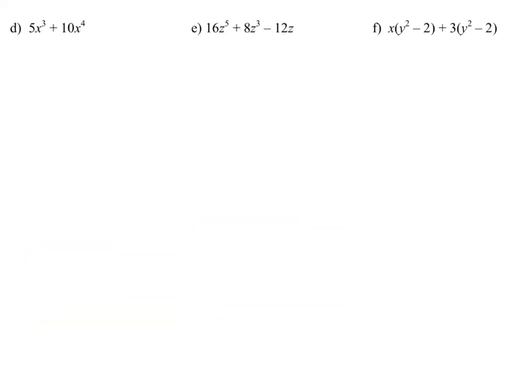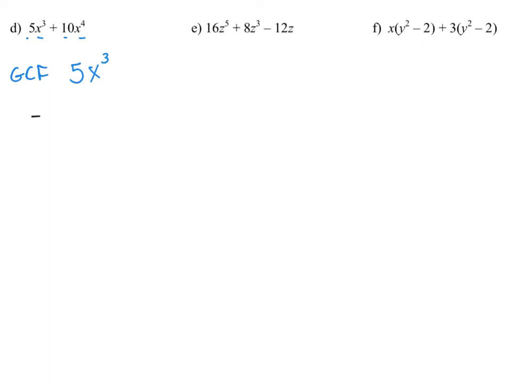We're going to factor the polynomial 5x to the third plus 10x to the fourth. We begin by finding the greatest common factor. For the coefficients of 5 and 10, the greatest common factor is 5. For the variables x to the third and x to the fourth, the greatest common factor is the variable with the least exponent, so 5x to the third.